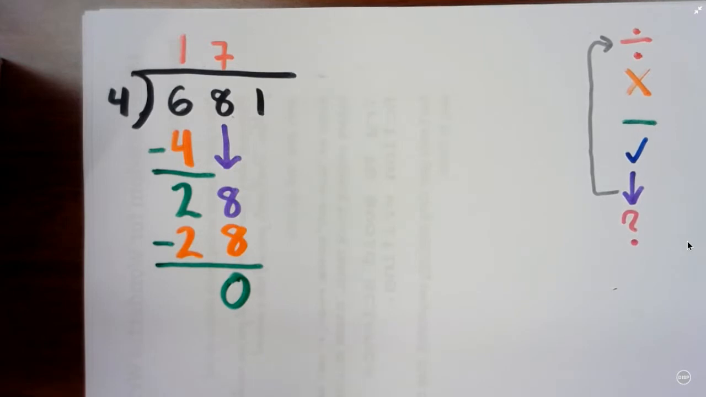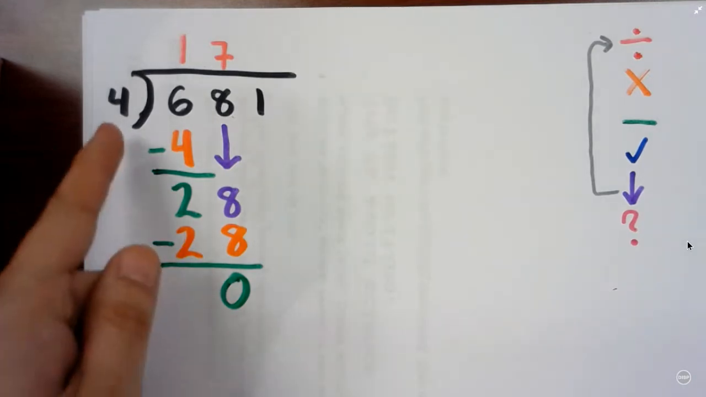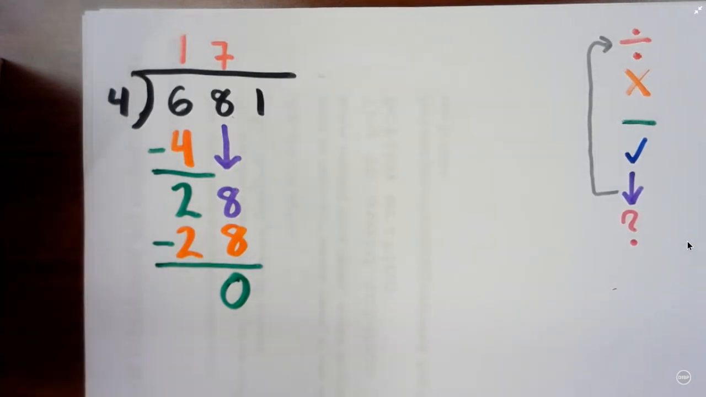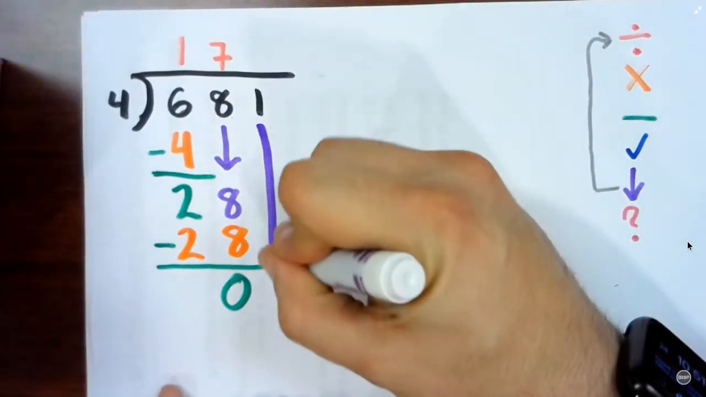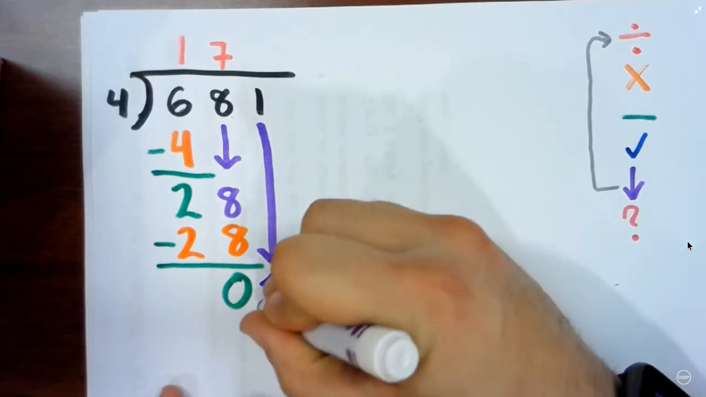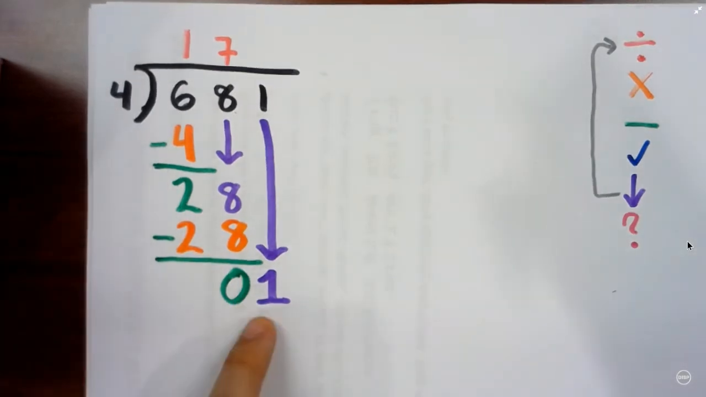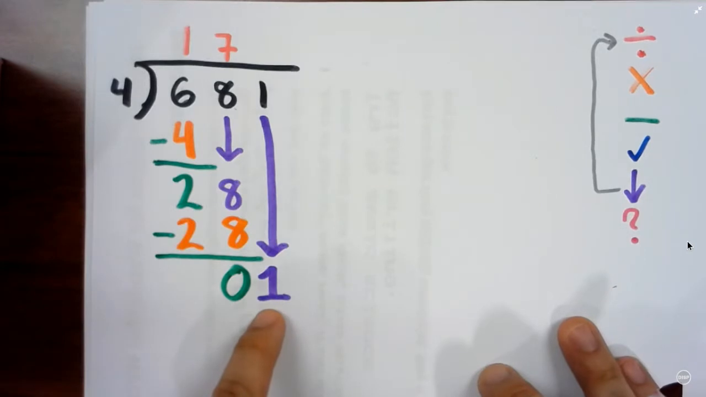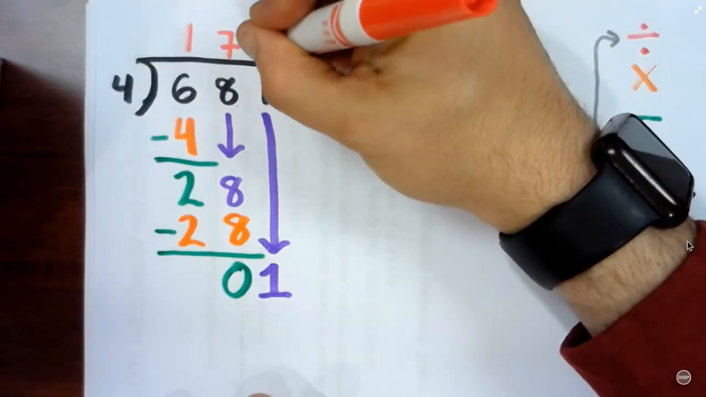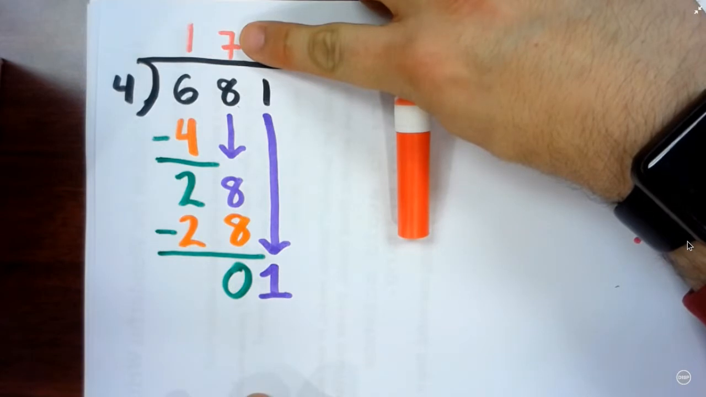Don't forget to check. Can 4 go into 0? No way. Can 4 cars fit into 0 parking spots? Not a chance. So now that I've checked, now I'm going to bring down my next place value. Time to divide. 4 goes into 1. Oh, you may notice I can't even do this. Are we at a remainder yet? Not yet. We still need to fill that in because the answer is not 17 with a remainder of 1. And that's a common mistake students might make.